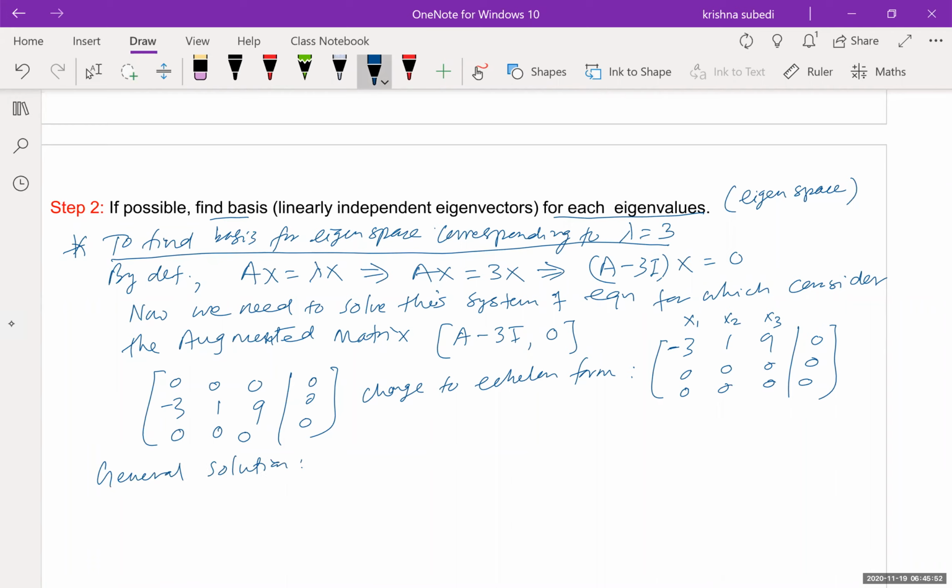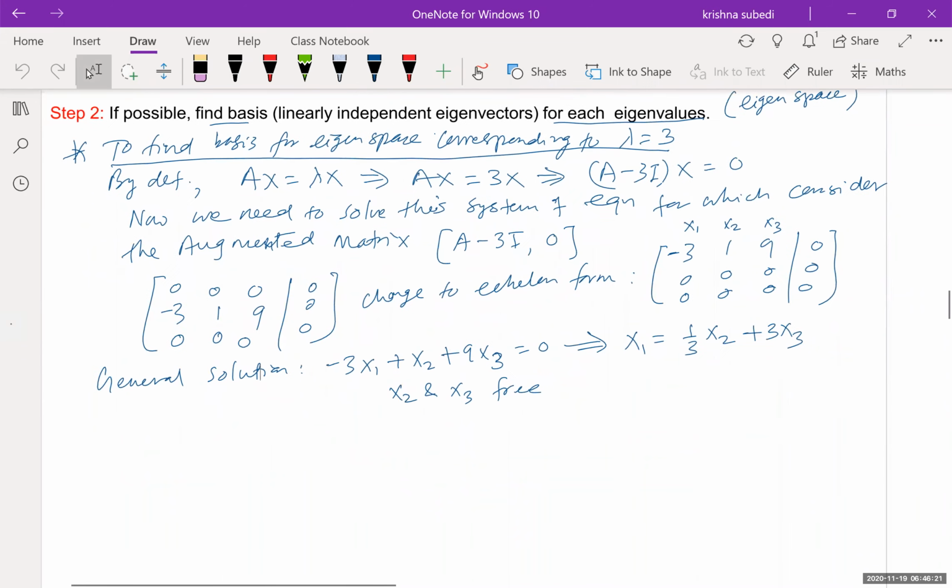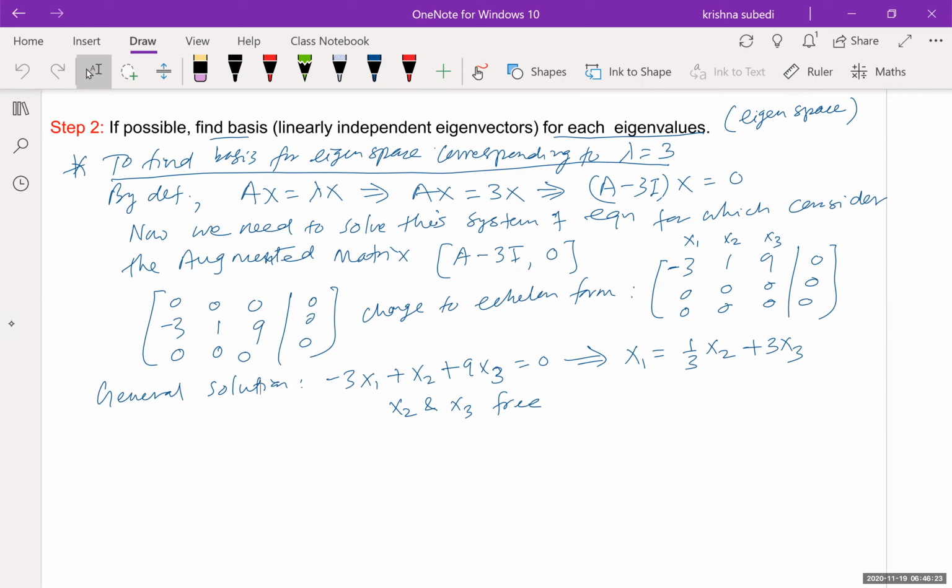So the general solution will be -3x1 plus x2 plus 9x3 equals 0, with x2 and x3 free. From this we can get x1, if I solve it, I get 1/3 x2 plus 3x3. Am I right? Okay, we got that. So let me write that in a nice form.